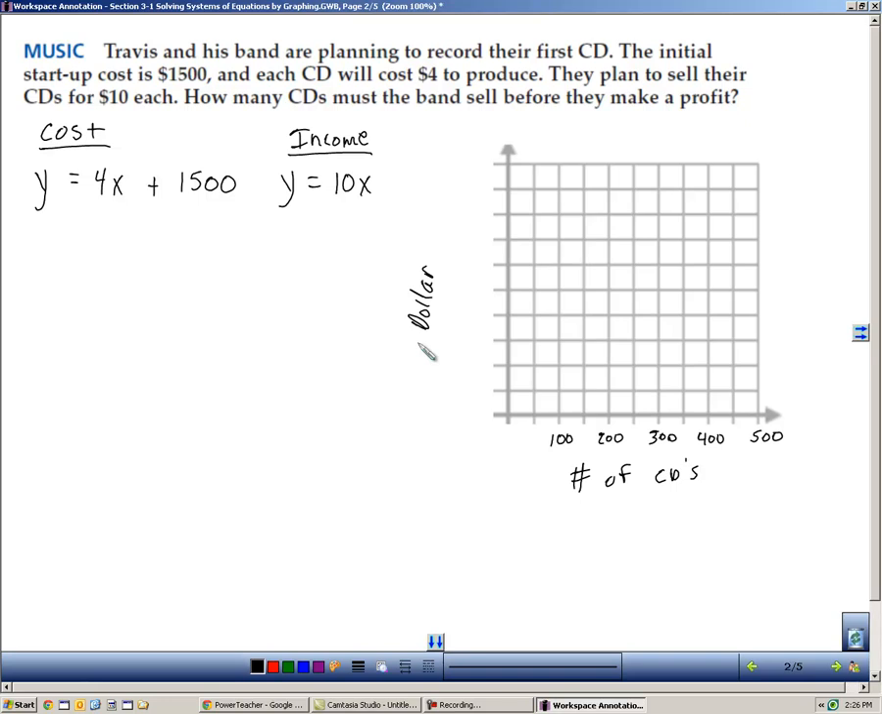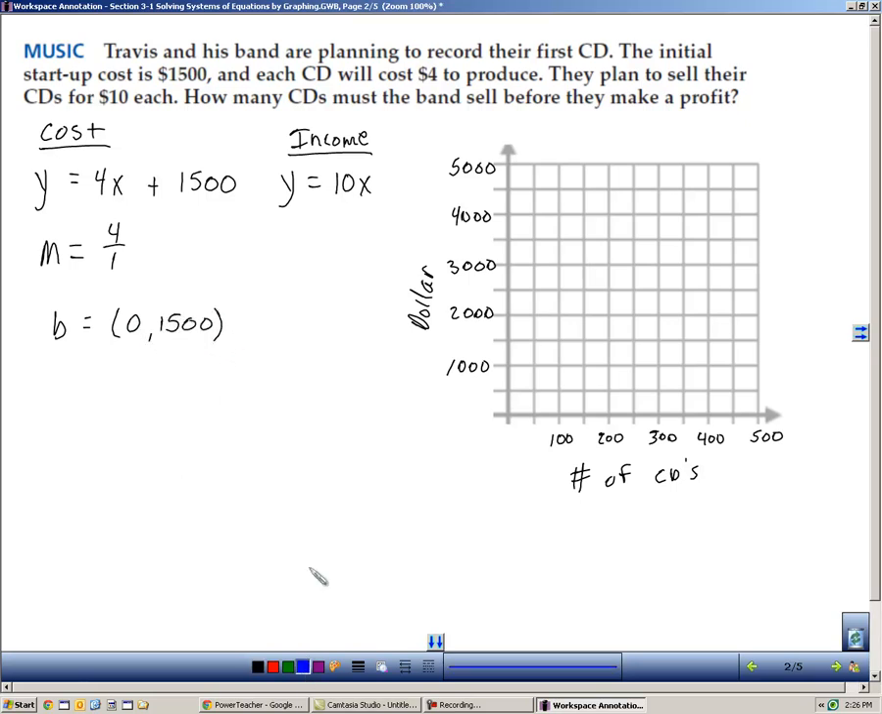Now this is going to end up being in the thousands, so I'm going to make each one 500. So this will be 1,000, this will be 2,000, 3,000, 4,000, and 5,000. So that's how I'm going to set up my graph. And now we're going to graph both of these lines. This one's already in slope-intercept form, so we can see that the slope is 4. Call that 4 over 1. And we can see that the y-intercept is 1,500, or (0, 1,500).